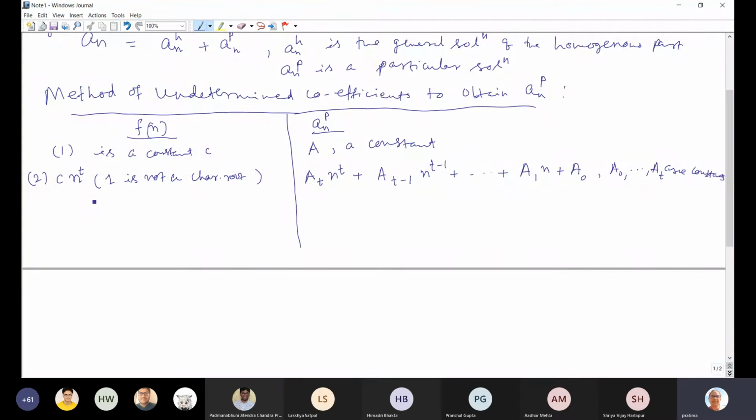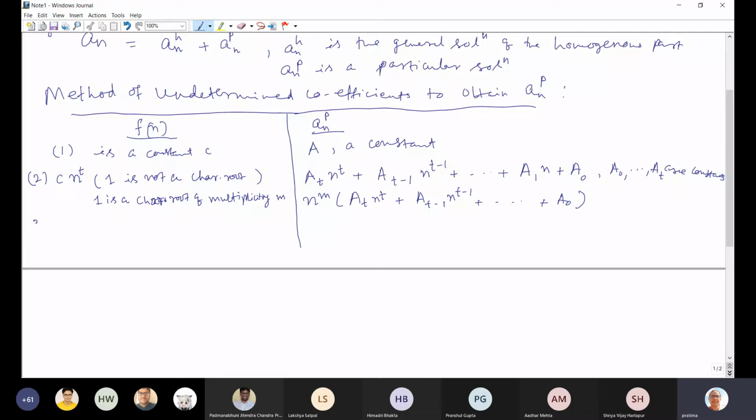And if one is a characteristic root of multiplicity m, I mean a repeated root, then we have to substitute this by n to the power m times the same polynomial here: a_t n to the power t plus a_{t-1} n to the power t-1 and so on, down to a_0.